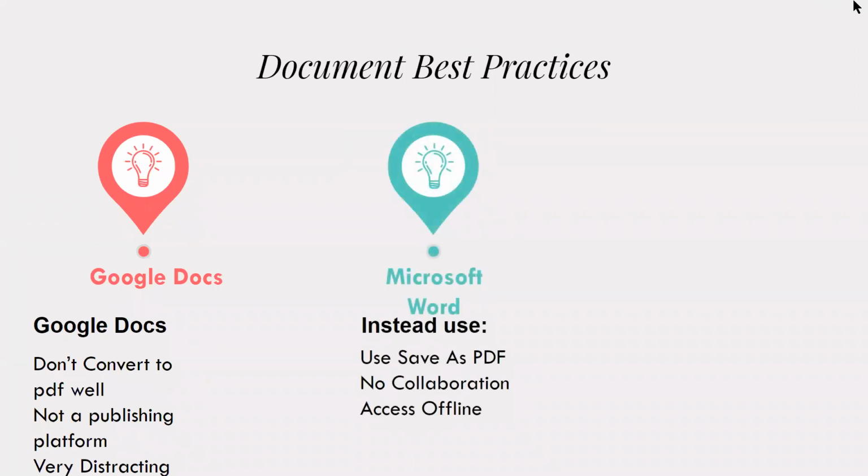With Word documents, use the Save As PDF, not the Print to PDF. Save As PDF keeps the accessibility that you worked into the document, and that stays in. With the Print to PDF, the same thing happens as a Google Doc. All the accessibility stuff gets lost.